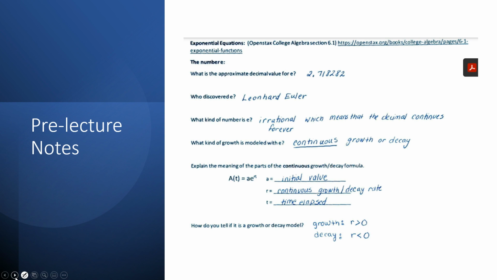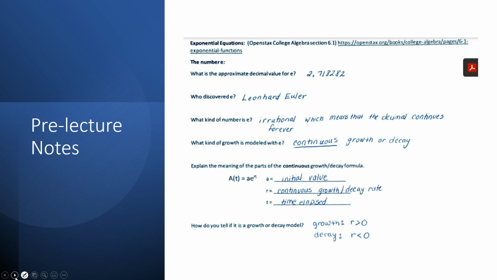So E is approximately 2.718282, and it continues from there because it is an irrational number, which means the decimal continues forever. You do not need to memorize the decimal or the approximation of it because you're always going to use that on your calculator. We're going to use E whenever we have that keyword continuous, so continuous growth or continuous decay.